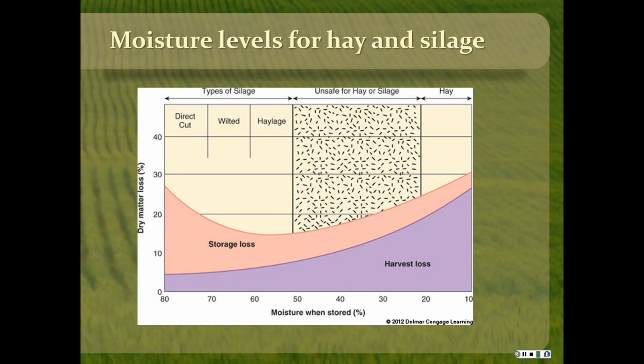And you can see down at the bottom of the graph, storage loss is greatest in the different types of silage, whereas harvest loss is greatest in hay, depending on the moisture level. Because if the hay is too dry, you're going to lose a lot during harvest. And for silage, there might be more storage loss at higher levels, but then it's also necessary for the acid formation and for preserving. And then that's all I have.